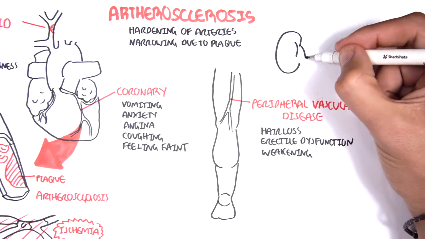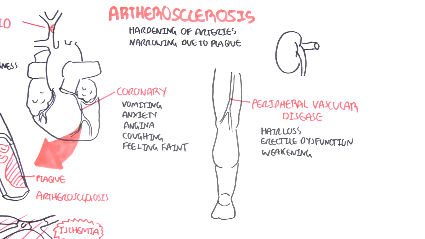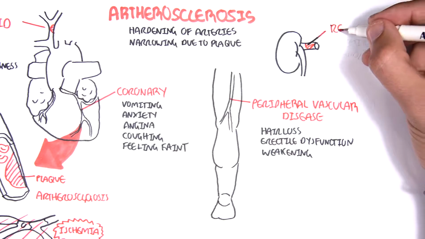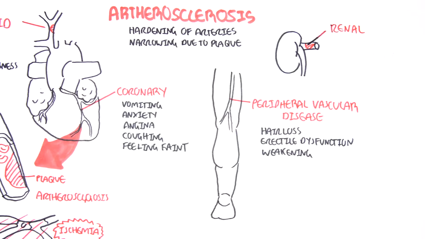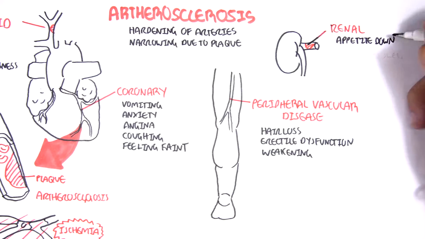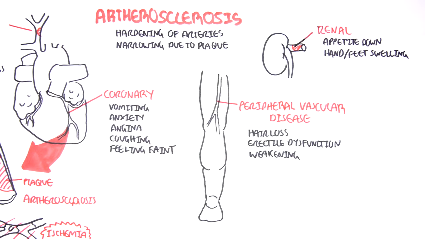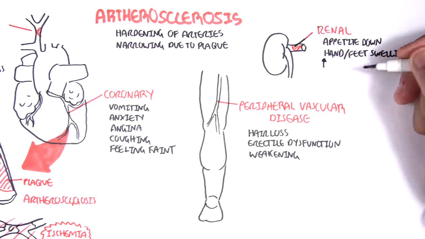Another important site where atherosclerosis can occur is the renal arteries. This can cause a reduction in appetite, swelling of the hands, and most importantly, it can trigger a renin release, which will significantly increase the blood pressure.